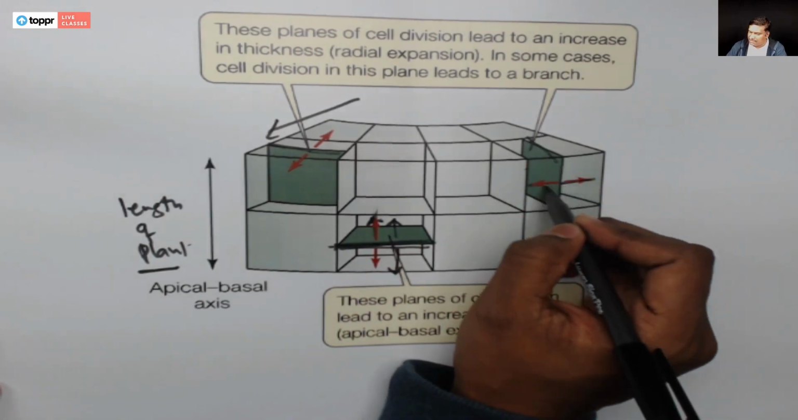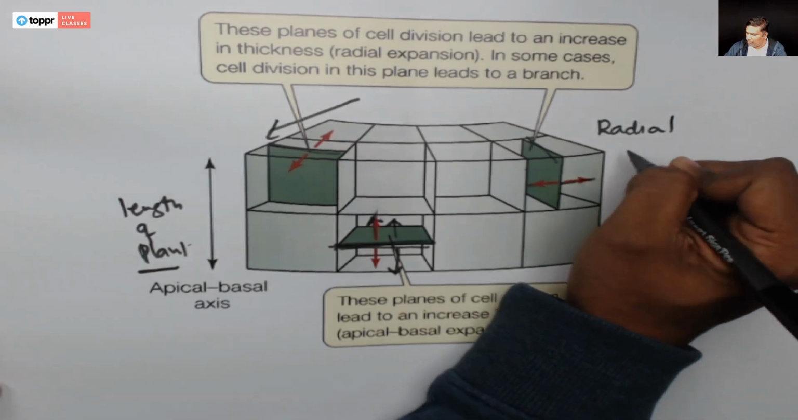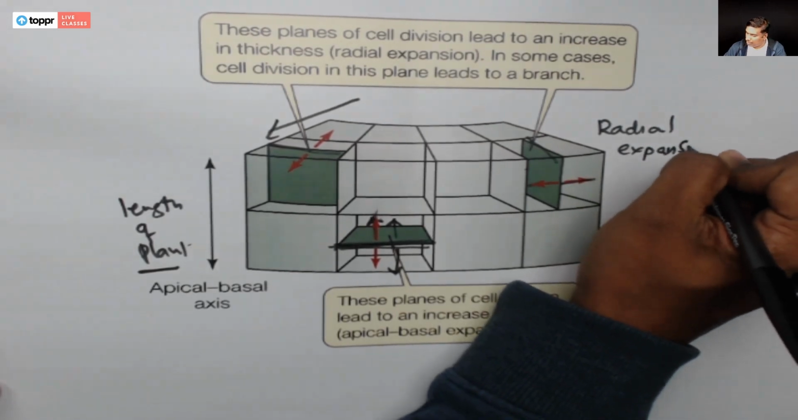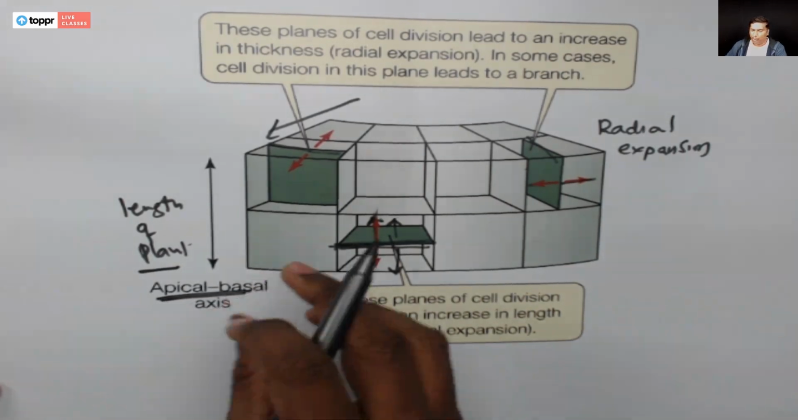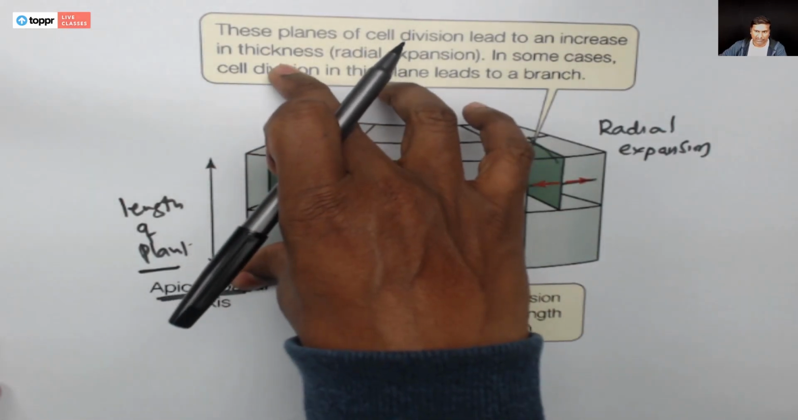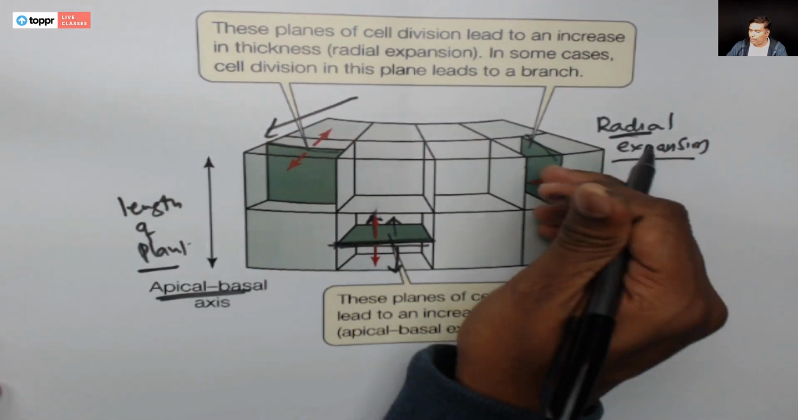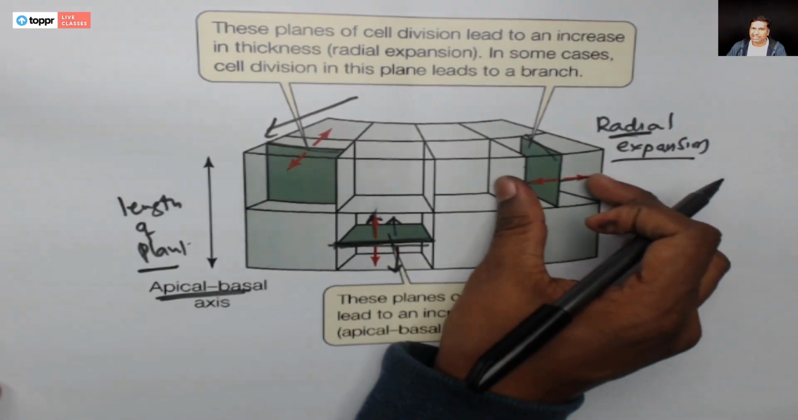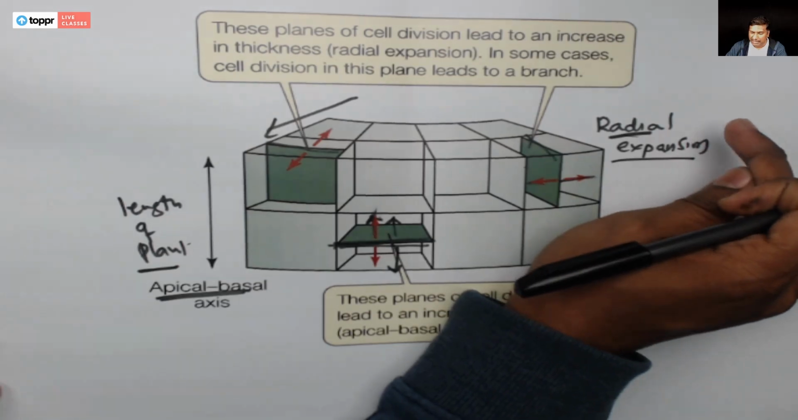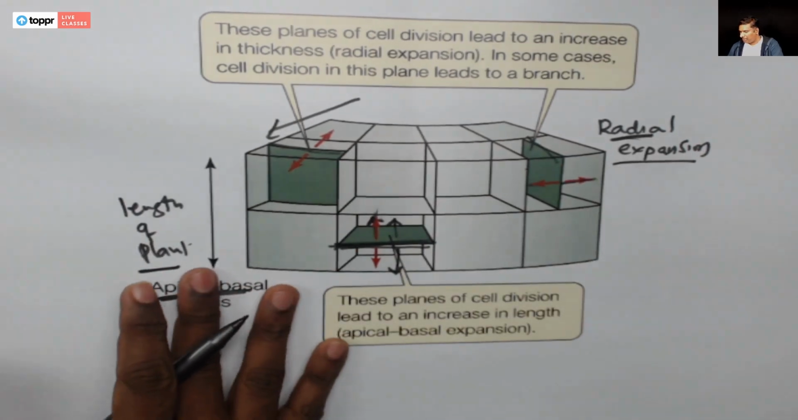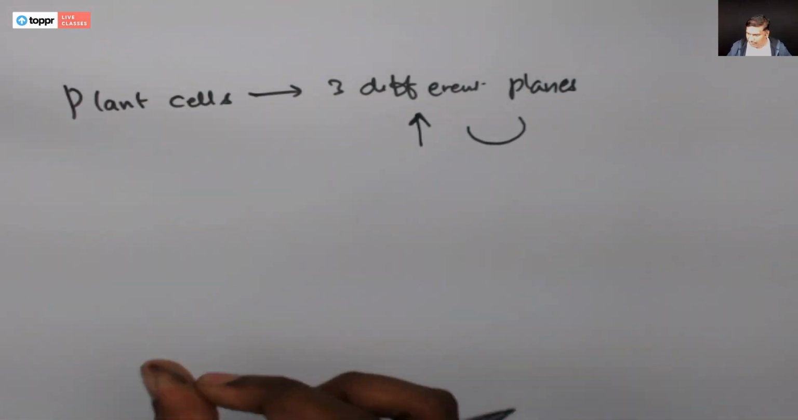Now, this division is called the radial expansion. Basically, what we are trying to say here is that apical basal expansion will lead to an increase in the length of the plant, whereas radial expansion will lead to an increase in the thickness of the plant. The thickness of the plant will increase when it is radial expansion. So that's one aspect that you will have to know.